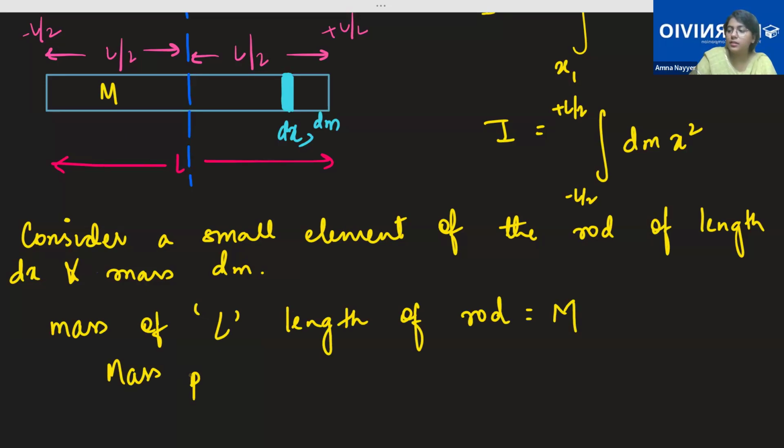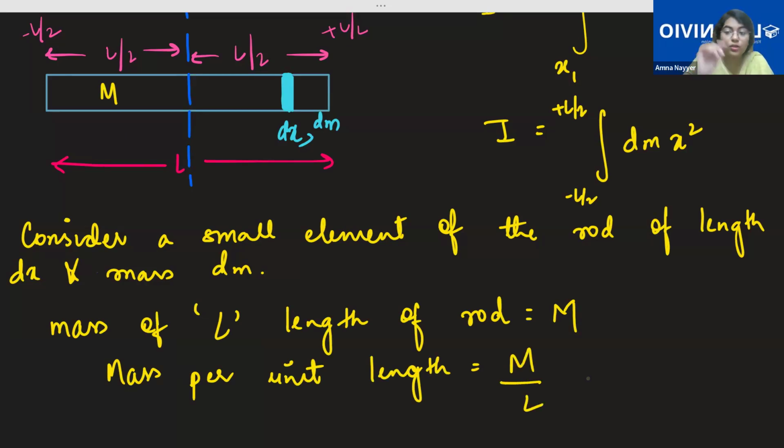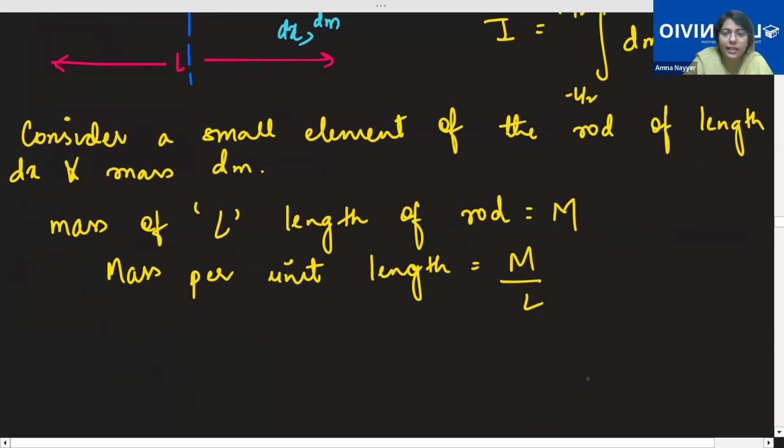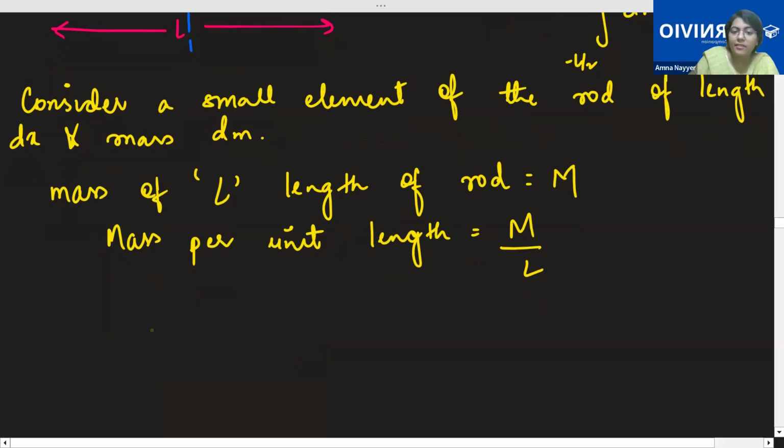From here, mass per unit length. It will be M by L. Okay, so a mass per unit length means you know the mass of unit length, 1 meter, so you'll be able to calculate anything. Now, what's the length that we have? We have the length dx.